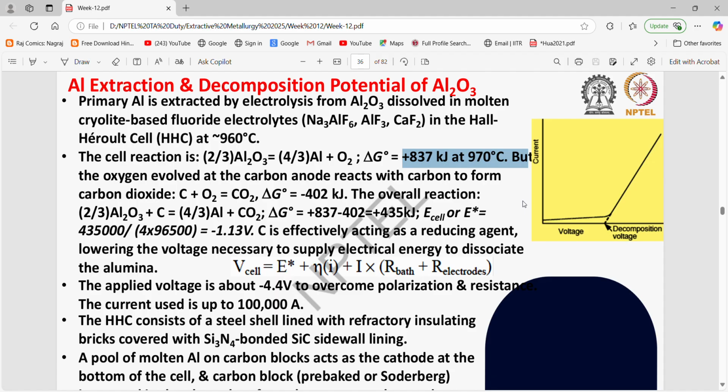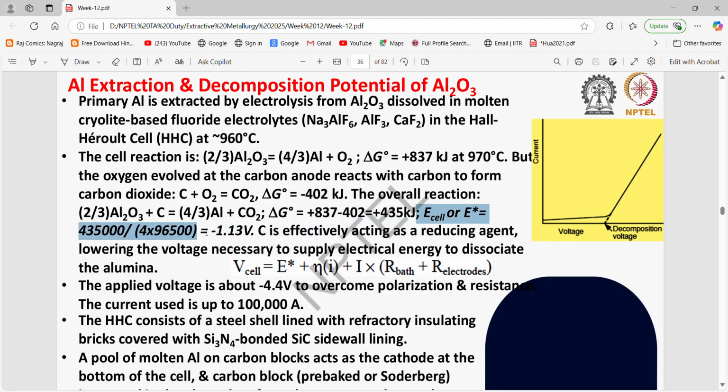So as we can see, delta G naught is positive in nature. So theoretically, this reaction should not happen. But the oxygen evolved at the carbon anode reacts with carbon to form carbon dioxide, like C plus O2 equal to CO2, and this delta G naught will be around minus 402 kilojoules. So the overall reaction will be Al2O3 plus carbon, and delta G naught will be plus 435 kilojoule.